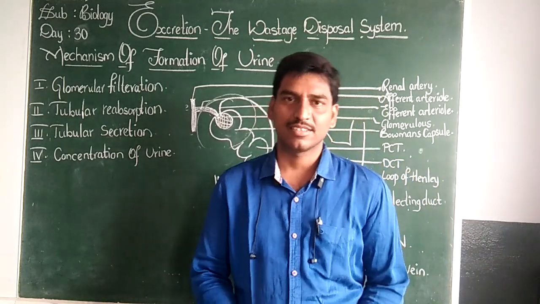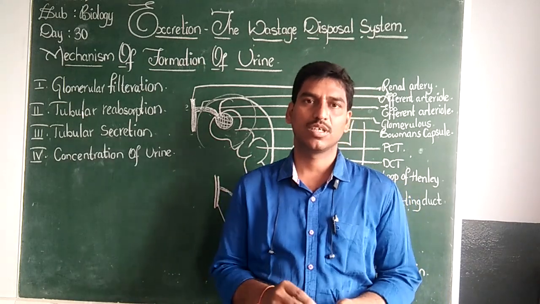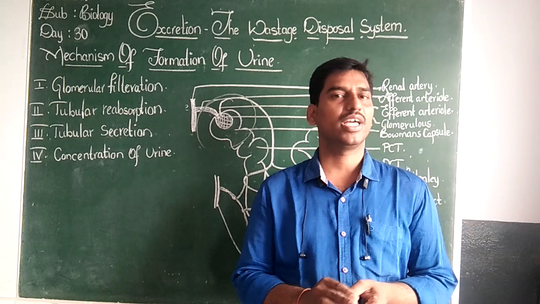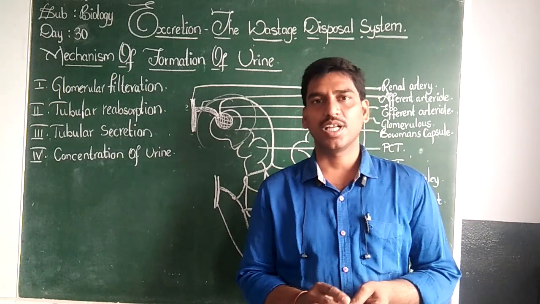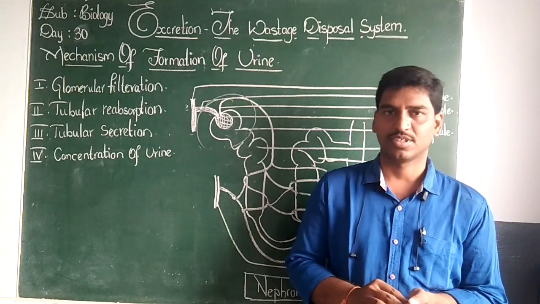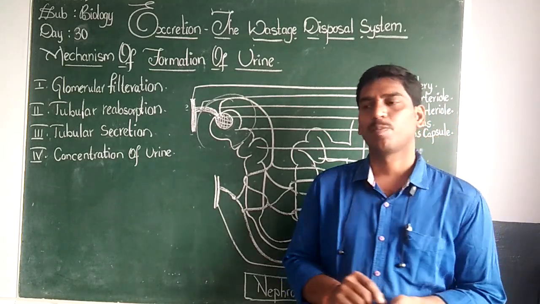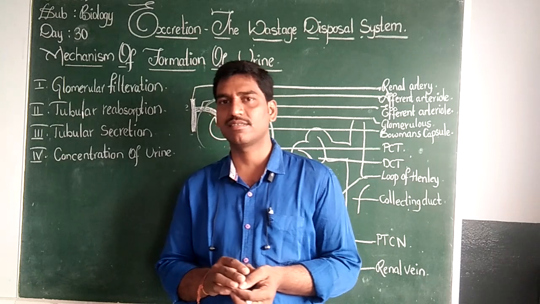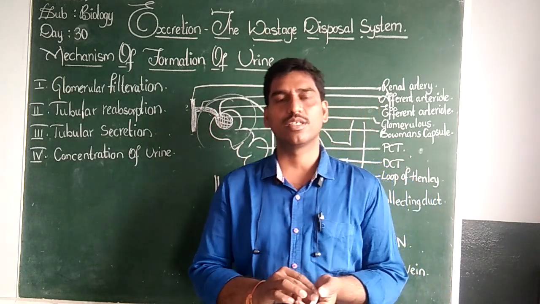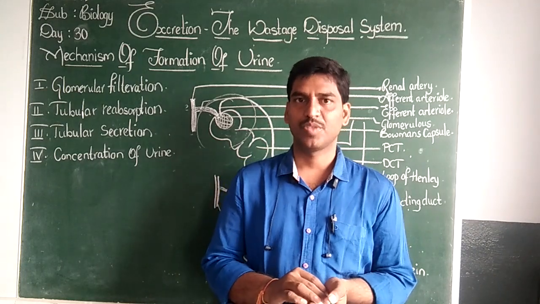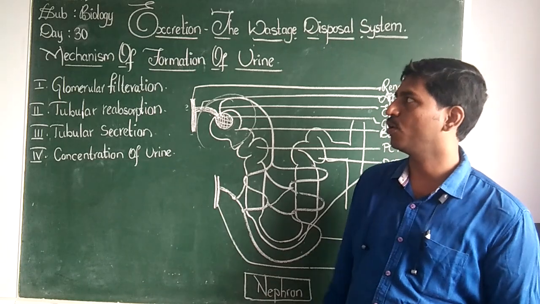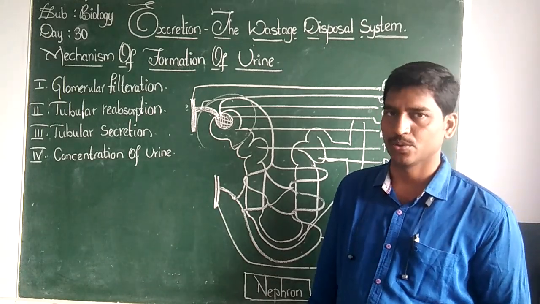In the last class we were discussing the structure of nephron. I have made it very clear that the structural and functional units of kidneys are called nephrons. Am I right? So now in today's class, let us try to understand how formation of urine takes place. We are going to study this under the heading mechanism of formation of urine.